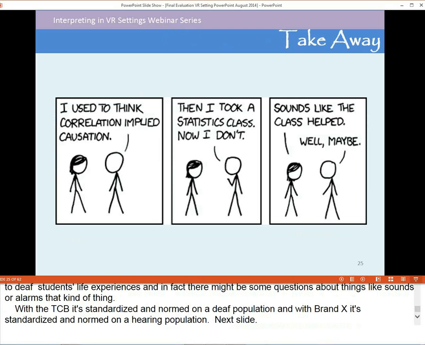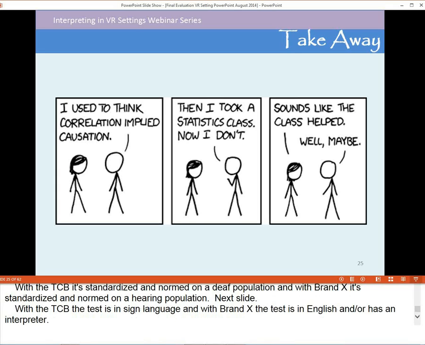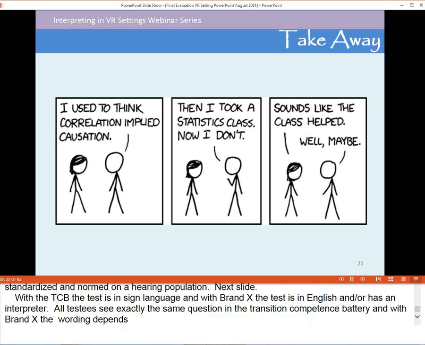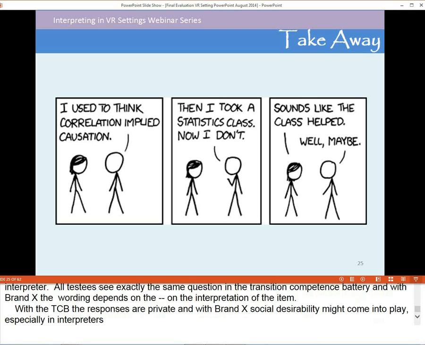With the TCB, the test is in sign language, and with Brand X, the test is in English and/or has an interpreter. All testees see exactly the same question in the Transition Competence Battery, and with Brand X, the wording depends on the interpretation of the item. With the TCB, the responses are private, and with Brand X, social desirability might come into play, especially if interpreters are being used.